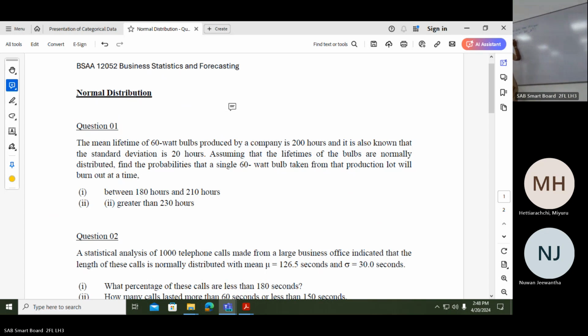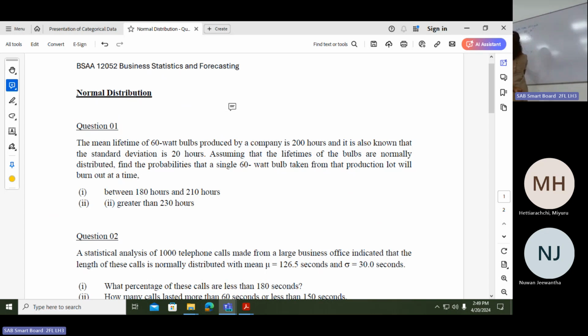Between 180 to 210. Then we draw the normal curve. The mean value is 200. The next values are 180 and 210, and in between is the same area.